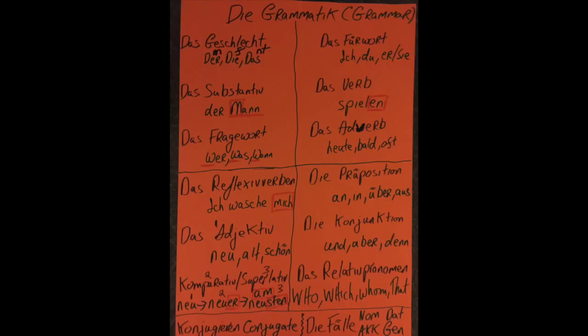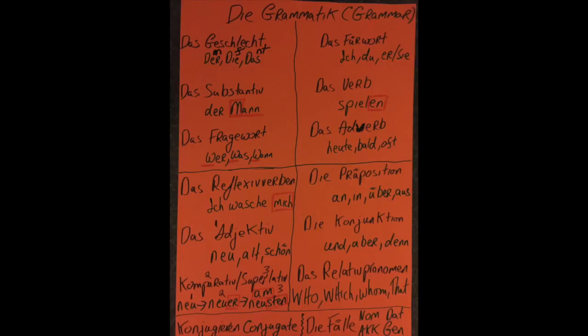The final box is the Präpositionen, the prepositions. In the English language, they would be like on, over, under, along, across. We have in German a lot of them which complement English, which I won't get into now, but the examples here: an, in, über, aus. So on, in, over or across, and out of.